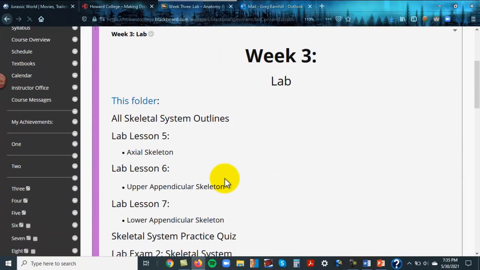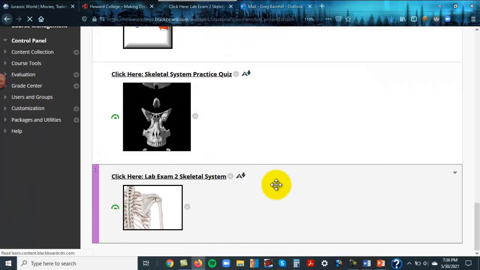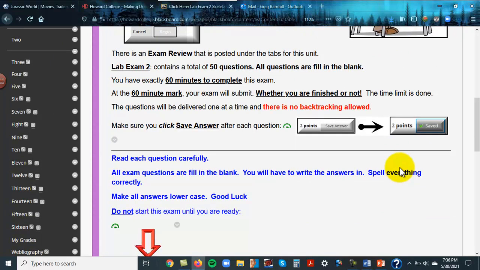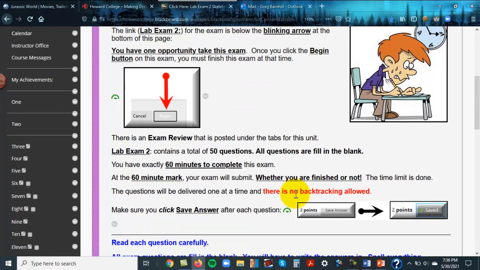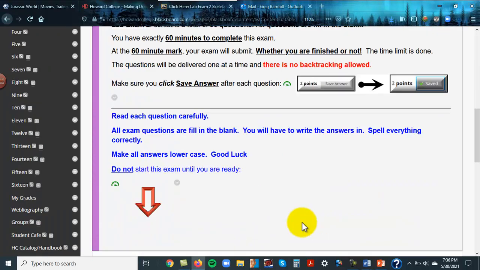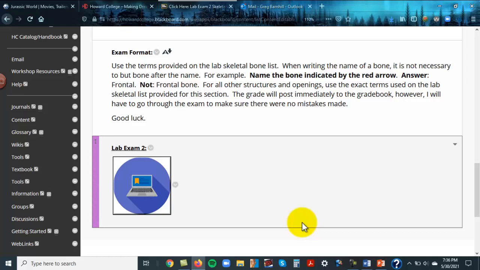Here we go. Anyway, so there's the practice, and then when you get ready, there's the lab exam. 50 questions, they're all fill in the blank. Like I was saying earlier, I will have to grade these. So this one may just give you an original score, but don't panic if it's lower than you thought you did. I'll have to go back in and look at everything. That's what you're doing this week.